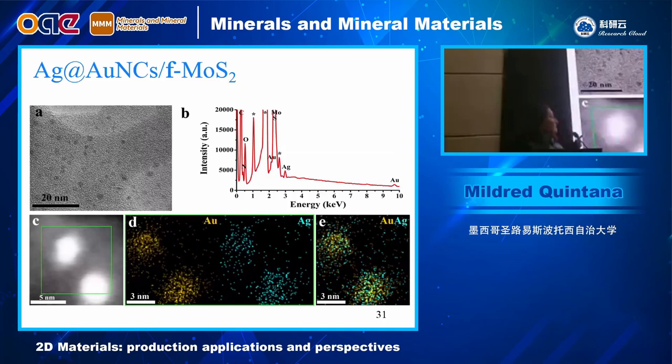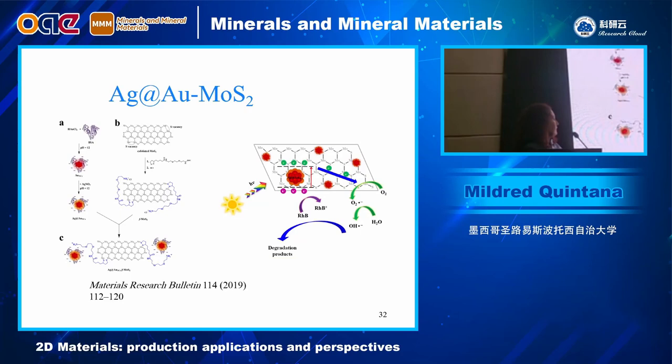This is another example. This material is molybdenum disulfide functionalized with core shell silver gold nanoparticles. And this material is used as a catalyst as well for breaking the rhodamine, that is a colorant pollutant in water, but using sunlight. The material creates electrons and holes, and the electron is trapped by the molecules. The oxygen produces radical species, and the radical species break the rhodamine into small molecules.